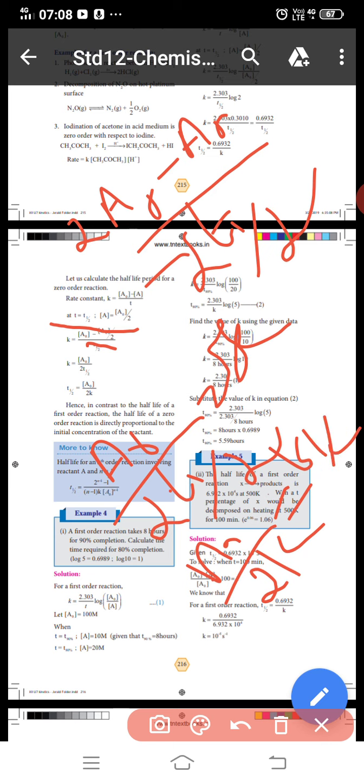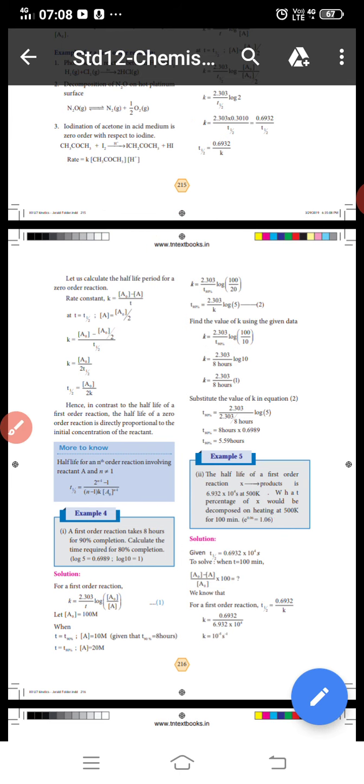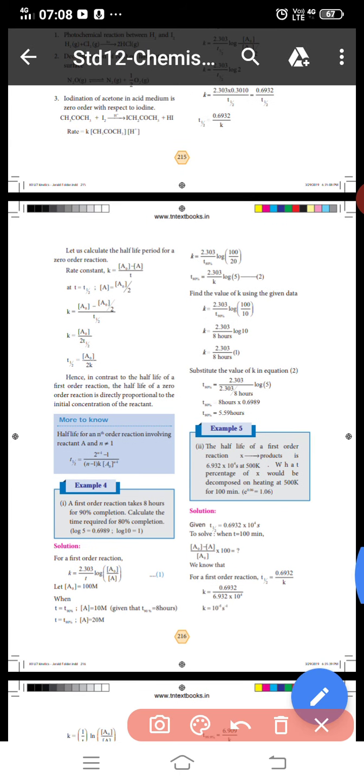Okay, a naught by 2k is equal to t half. This is the equation. Hence the constant t half of a first order reaction, whereas the half-life of a zero order reaction is directly proportional to the initial concentration of the reactant.